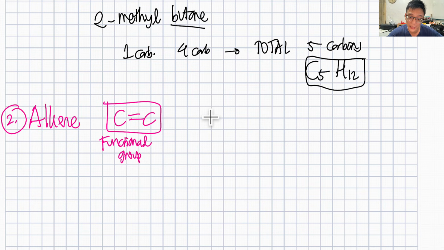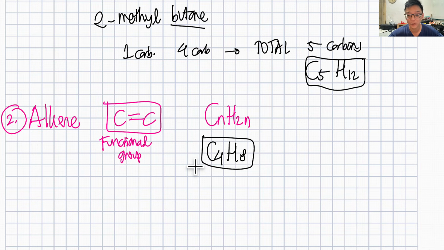And the general formula is CnH2n. So if the number of hydrogens is exactly twice the number of carbons, you can be assured that it is alkene. For example, 4 carbons means the hydrogens should be 8. So it should contain a double bond somewhere.